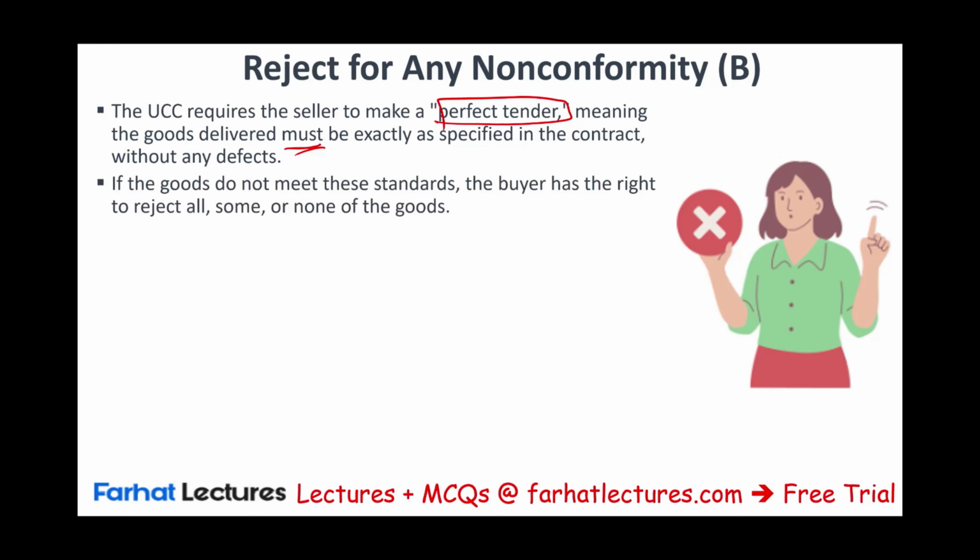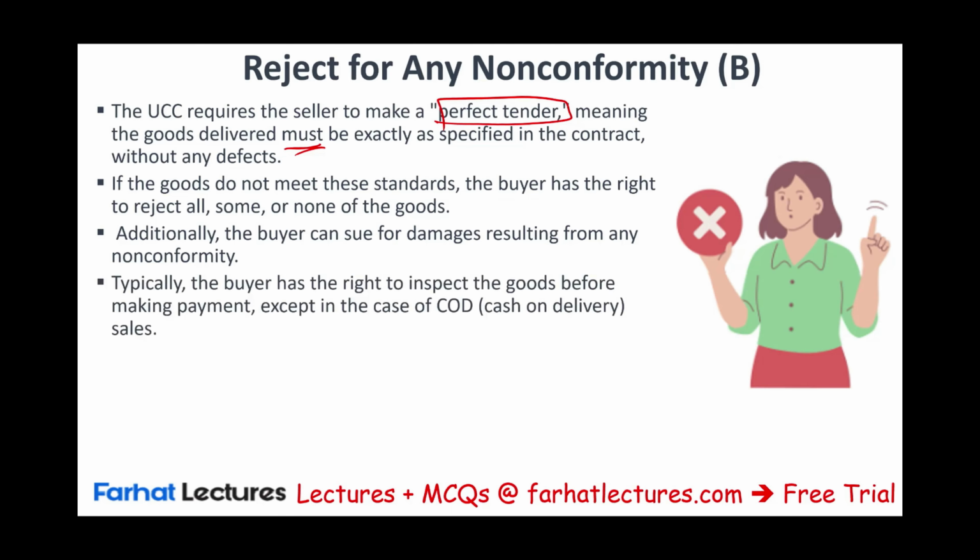If the goods do not meet those standards, the buyer has the right to do what? Reject them. Reject all of them, some, or just accept if they want to. The buyer can sue for damages resulting from any non-conformity. Typically, the buyer has the right to inspect the goods before making the payment, except in the case of COD, cash on delivery sales, because the person delivering doesn't want to wait until you inspect the item. It may take a long time to do so.